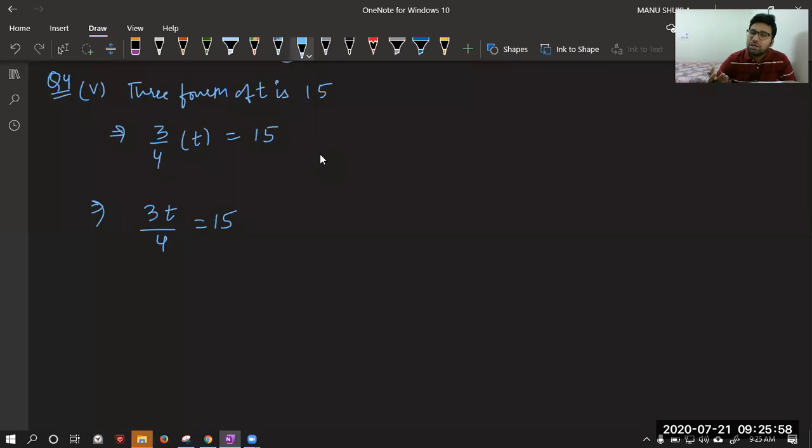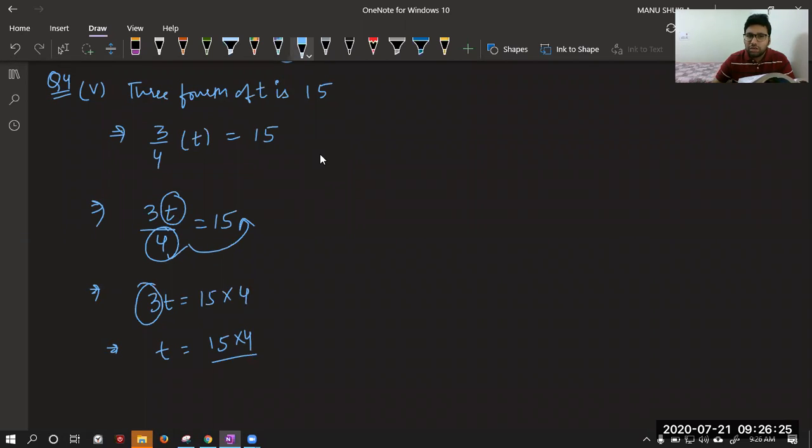It is us who want to solve it further. So what will we do? We will try to make it alone. We will try to isolate the t on the left hand side. First, we will take this 4 to the right hand side. It becomes 15 into 4 because here it is in division, there it comes in multiplication. Then we have this 3 multiplying with t, it will come there as division.